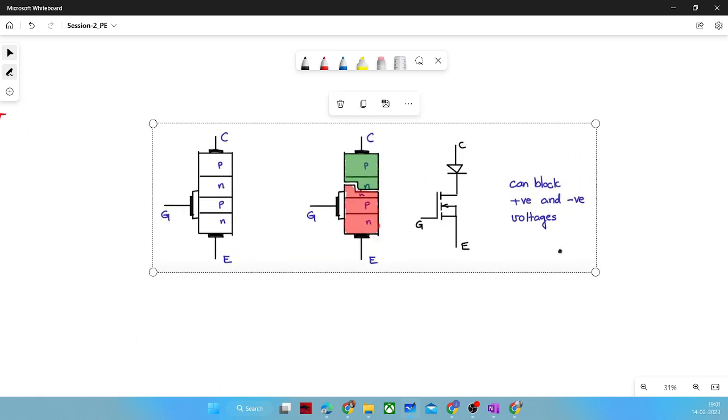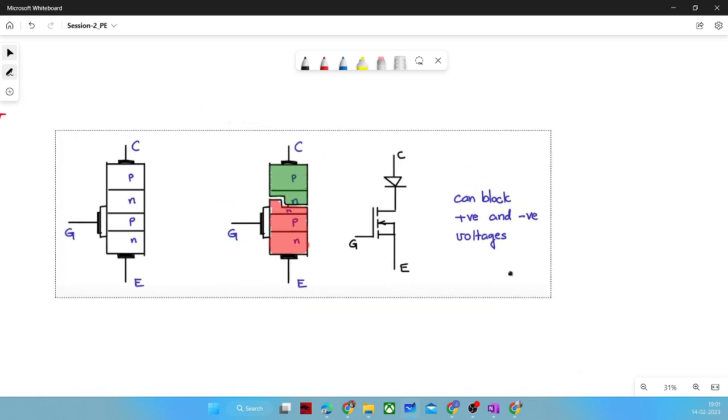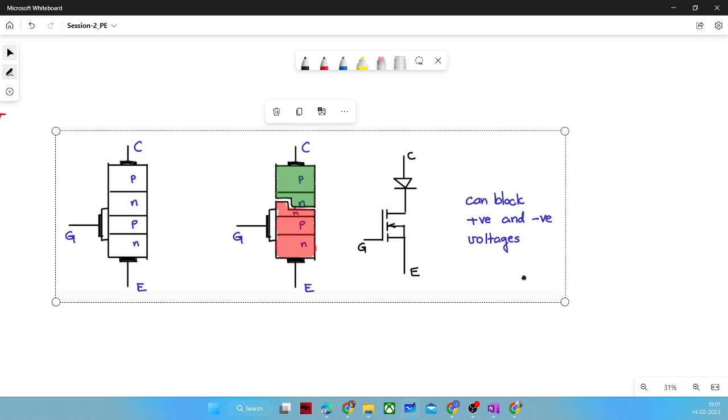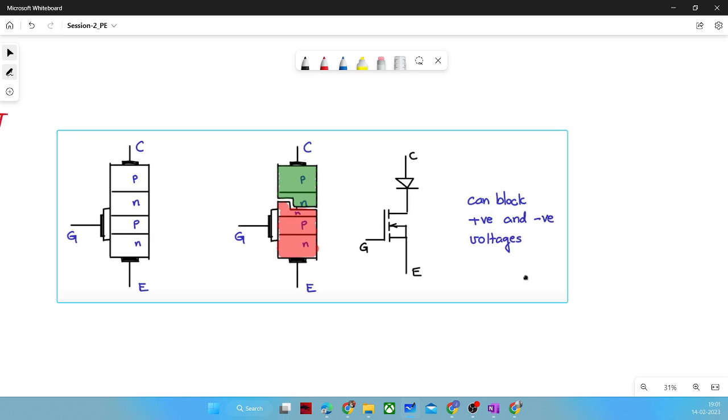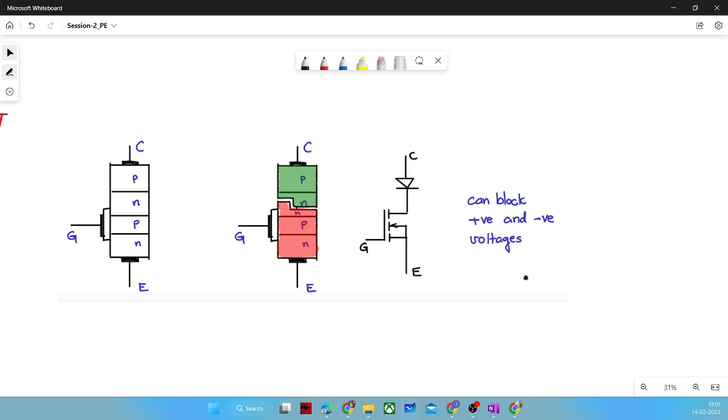Are you able to recall this slide? If you have referred to the lectures, then you might be able to recall it. You see here, an extra PN junction is formed, and because of that, this MOSFET will block the positive voltage and this diode will block the negative voltage. These are the common things you can identify from any switch.